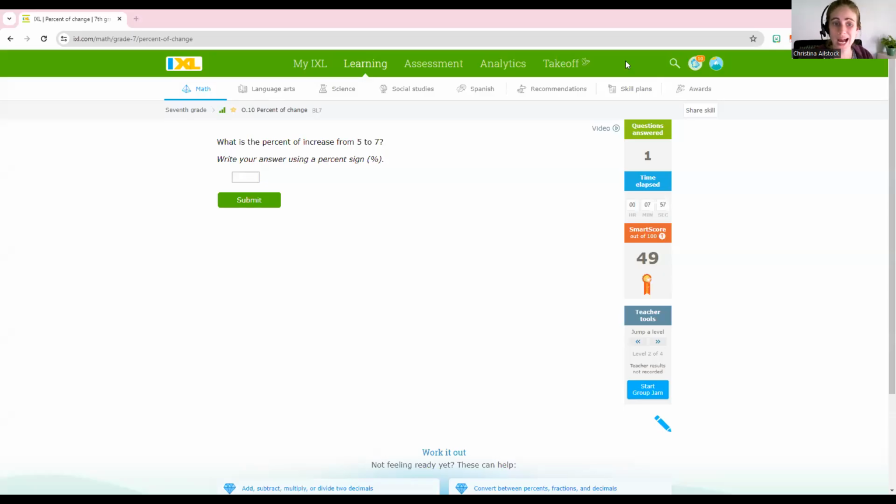All right, when you get a little bit higher up into the SMART scores, it won't be multiple choice. It'll just become where you have to type your answer in. So let's make sure we read these directions carefully. It says, what is the percent of increase from 5 to 7? Write your answer using the percent sign. All right, that's key. So when we get our answer, we have to put the percent sign in. Otherwise, it won't be marked correct.